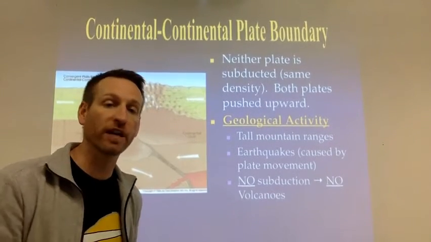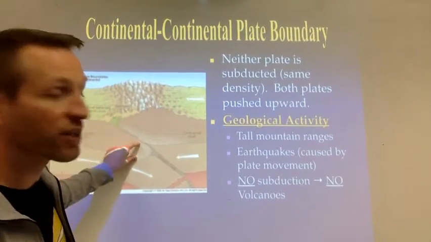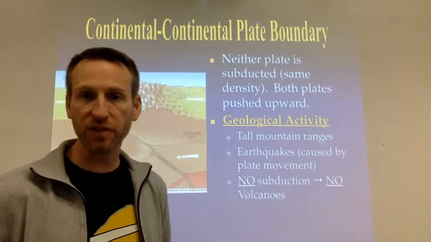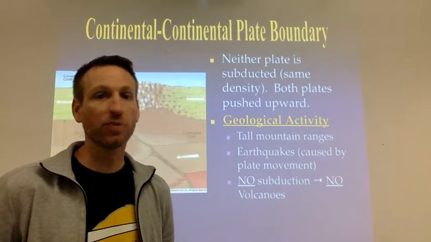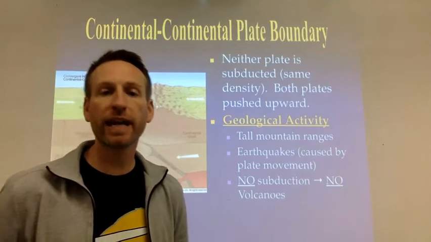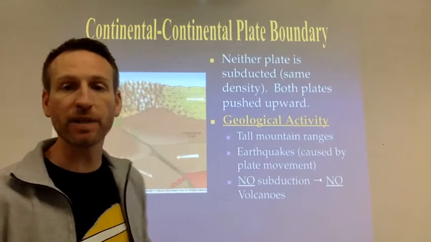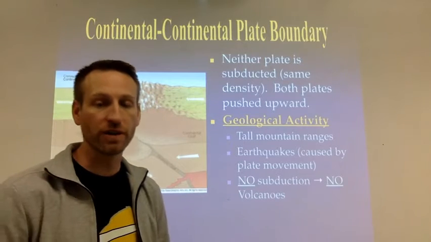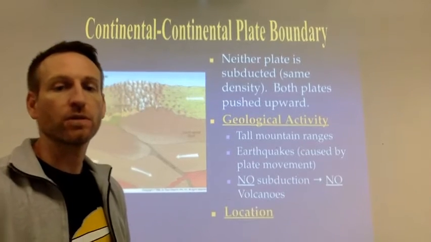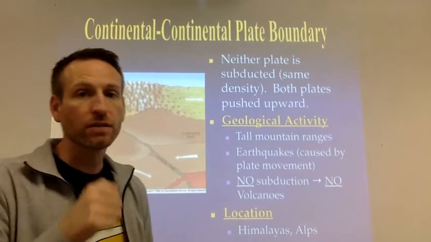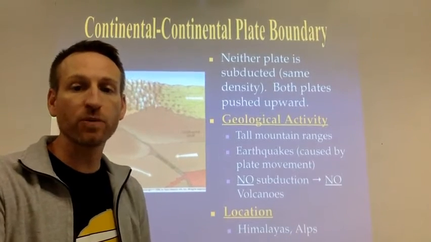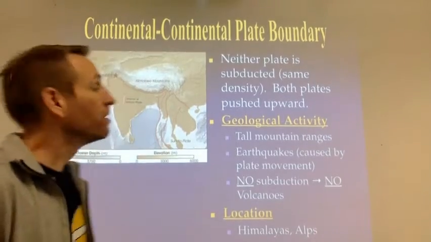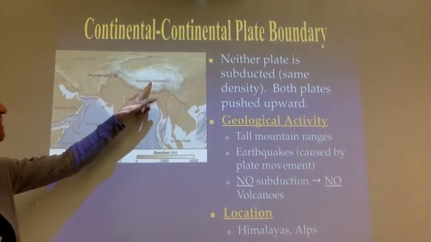Like we said, there are no volcanoes. And that's because while, yes, there's a little bit of these plates being pulled under, it's so little that we don't even classify it as subduction. And so because there is no subduction, we're not creating any of the pathways for magma and lava to reach to the surface. So no subduction means no volcanoes. One of the best locations to talk about where we saw this happen was the Himalayas, then the Alps. Here are the Himalayas.